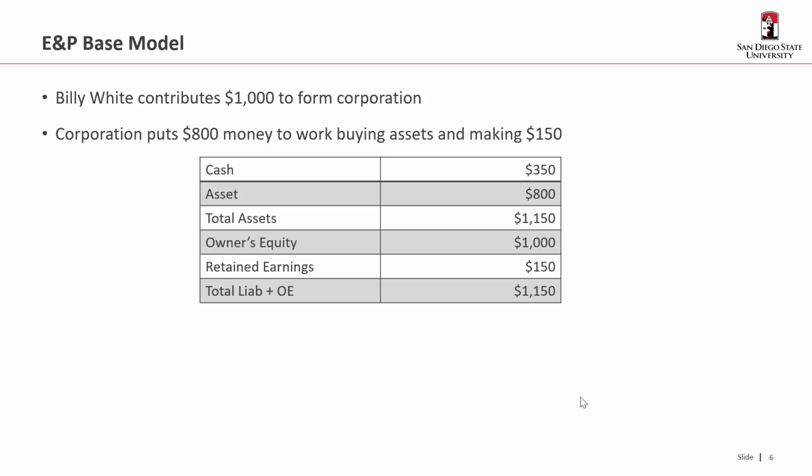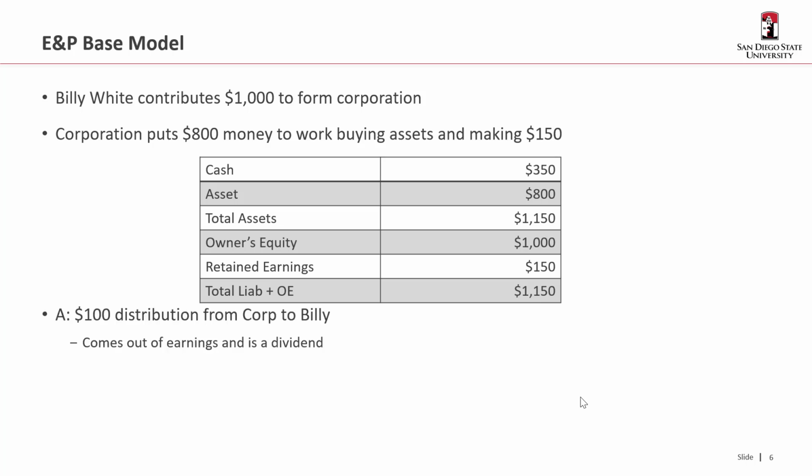So when you look at the balance sheet at the end of this period, you'd say, okay, what is cash? Cash is $350. That's the $1,000 put in, less the $800 spent on another asset, plus the $150 that was generated as income. They have an asset for $800. In theory, we're depreciating that, but we're just ignoring that for simplification purposes. So the total assets are $1,150. When I look at owner's equity, that's the $1,000 that Billy put in, and $150 now of retained earnings, so that my assets equal total liabilities plus owner's equity. Classic sort of balance sheet accounting.